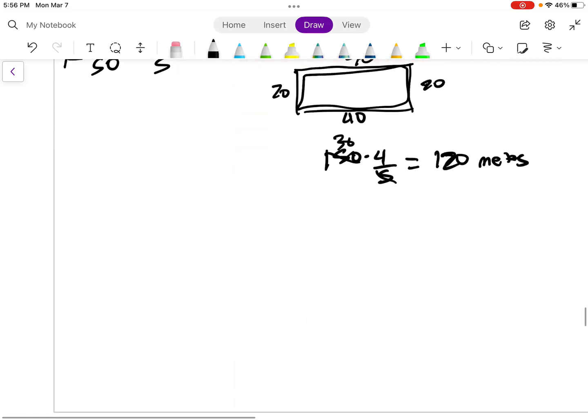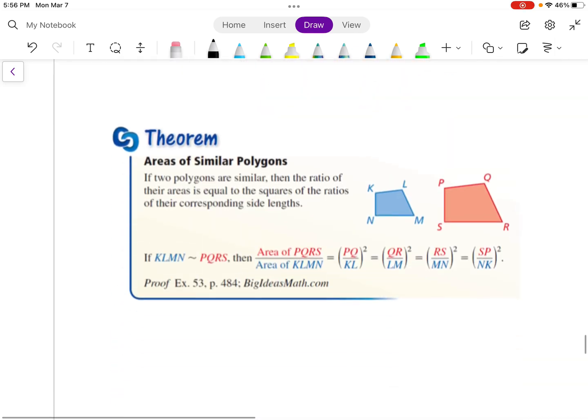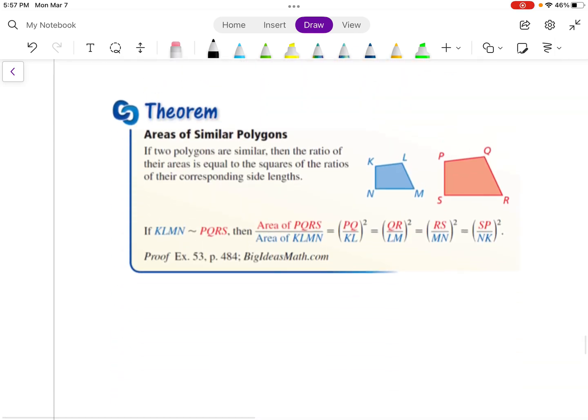The other one, the last term you need to know is this, is comparing the areas. So if you want to write this down, it says if two polygons are similar, then the ratio of their areas is equal to the squares of the ratios of their corresponding side lengths. This is a little bit different. Let's actually do this. Pause the video and write that down, and then I'll show you an example of what this looks like, because this one's a little bit different from the last one.